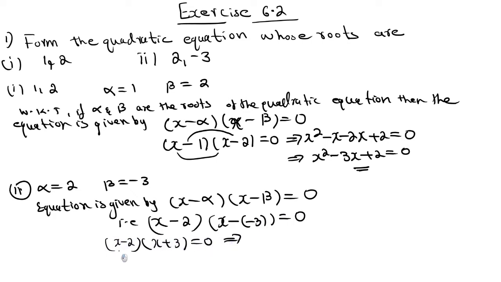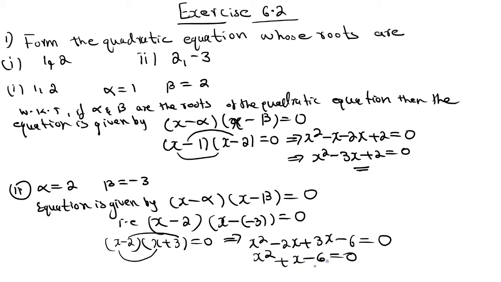This implies x into x is x square, minus 2 into x is minus 2x, then again here see x into plus 3 is plus 3x, minus 2 into plus 3, its value equal to minus 6, equal to 0. So x square minus 2x plus 3x minus 6 equal to 0.